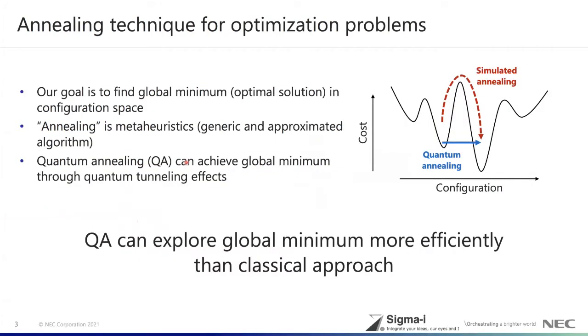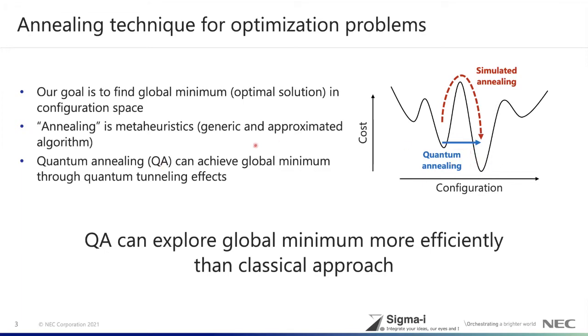So our goal in optimization problems is to find the global minimum, which is the optimal solution in a configuration space. Here, the global minimum. There are many approaches to achieve the global minimum, and the annealing technique has been studied for a long time. In recent years, quantum annealing (QA) has attracted much attention. QA can achieve the global minimum by utilizing quantum tunneling effects, like this blue arrow.